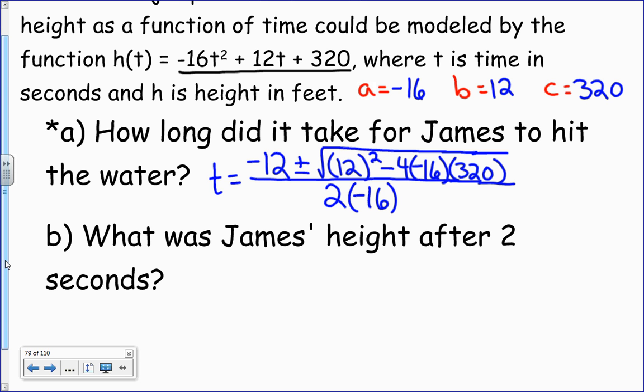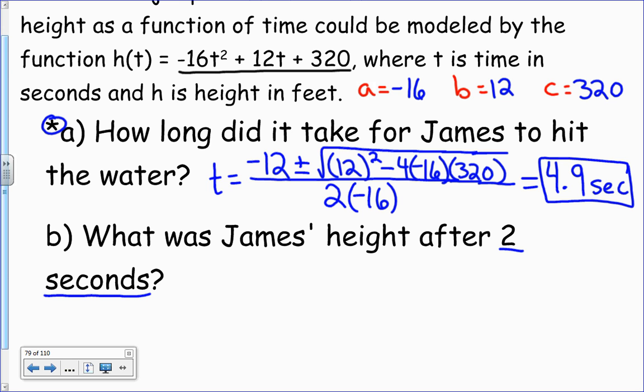All right? And when I punch that in, it comes out to positive 4.86. All right? And 4.86 would round up to about 4.9, and in this case, time is seconds. So 4.9 seconds. That's how long it would take him to hit the water. Okay, so that picture I just drew a second ago, it would come down and land at the surface of the water, which would be the x-axis. All right, that's why this question has a star next to it, because you never know what it's going to ask you. Now, the next question says, what was James' height after 2 seconds?